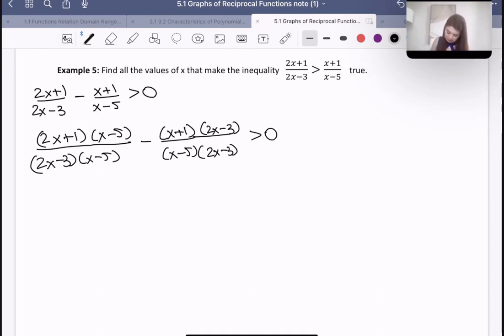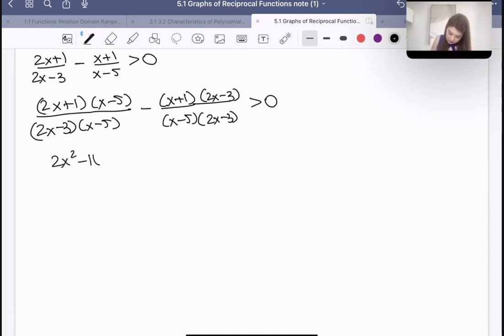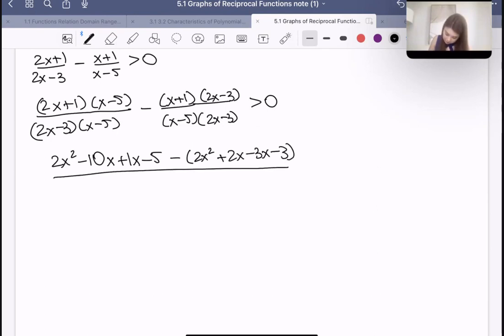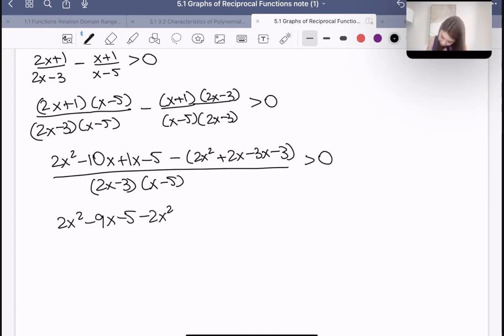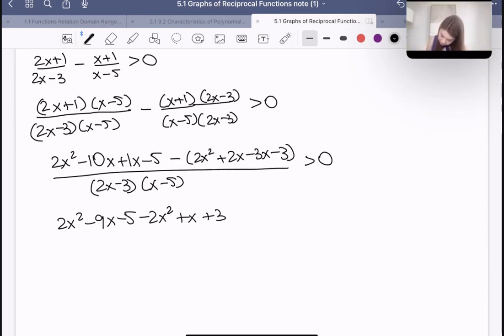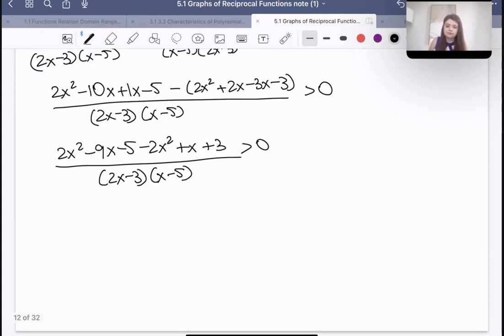So what will that be? That's going to be 2x squared minus 10x plus x minus 5, minus 2x squared plus 2x minus 3x minus 3, all over (2x minus 3)(x minus 5). And then we're going to get 2x squared minus 9x minus 5 minus 2x squared, and then minus x, so plus x plus 3, greater than 0. And then we're going to have negative 8x minus 2 greater than 0, over (2x minus 3)(x minus 5).